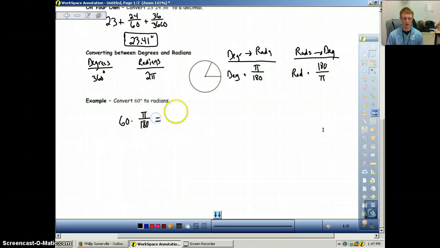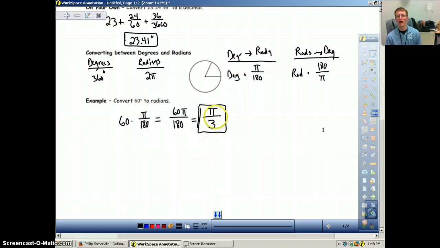Now when you look at this, we end up with 60 pi over 180. The only thing left to do is to reduce this. 60 goes into both 60 and 180. 60 goes into 60 one time, so we don't really need to write the 1, but we still have pi on top. And 60 goes into 180 three times. So 60 degrees checks out to be pi thirds radians.